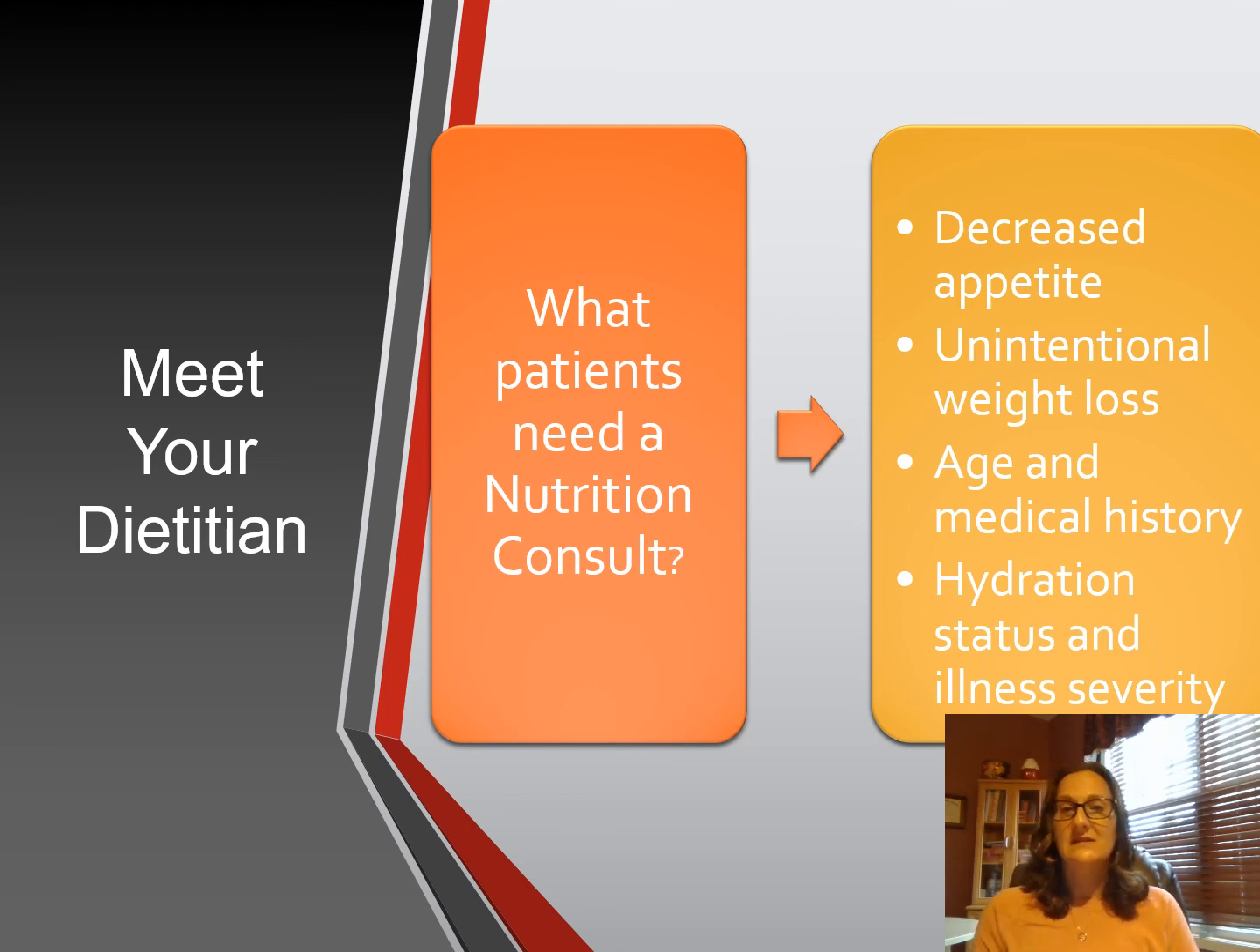The first one is decreased appetite, unintentional weight loss, elderly patients that have a medical history that warrants nutrition intervention, those that are malnourished, dehydrated, or with an advanced disease, and based on the severity, moderate or severe.